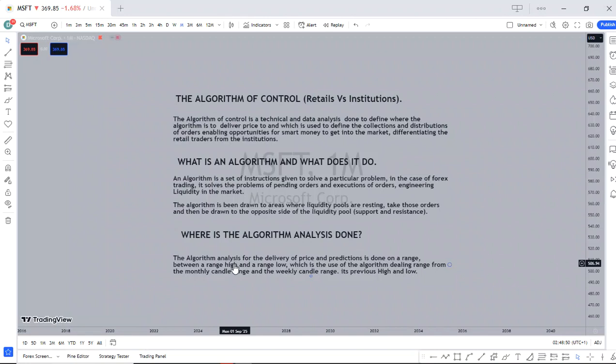Alright, now where is the algorithm analysis done? The algorithm analysis for the delivery of price and prediction is done on a range. It's done between a range high and a range low. That is why I always say it is very, very important that you start off your analysis from your higher time frame, from your monthly time frame down to your weekly time frame down to your daily time frame, and then the lower time frame could be used as something you can use to have your what?